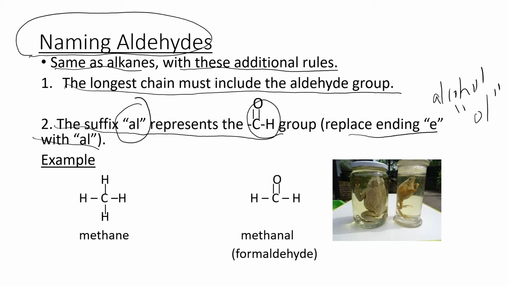So in our example here, we have methane when we have one carbon with all single bonds to hydrogen. If we have one carbon that has our functional group, the aldehyde, to change the name, we would drop the E and add the ending al. So the name of our compound would be methanal. Common name is formaldehyde. This is an embalming fluid that you may have smelled in a biology lab.